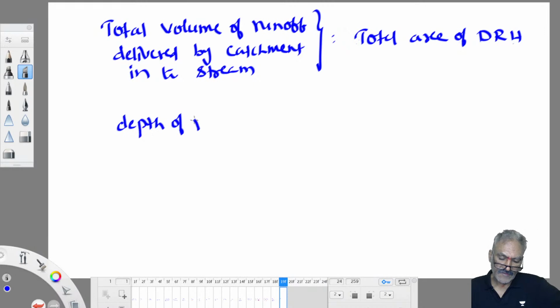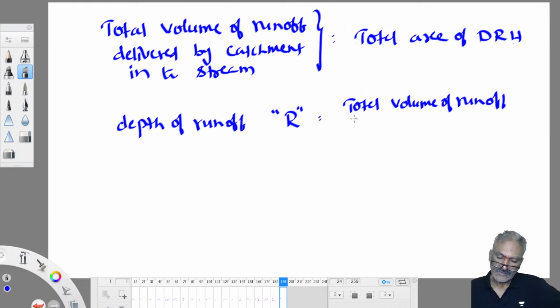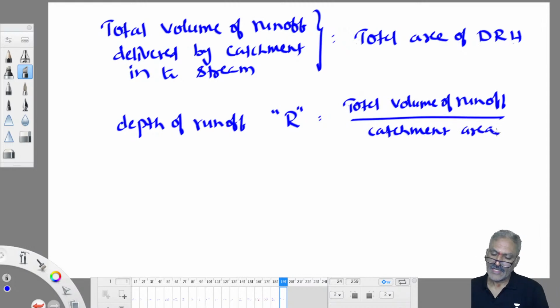Runoff is expressed in terms of depth only. Whenever we talk about runoff, by default it is direct runoff only. Depth of runoff R is equal to the total volume of runoff delivered from the catchment divided by catchment area. So we are collecting all this runoff from a catchment of certain area. So total volume of runoff divided by catchment area will give depth of runoff. Okay? That's how we can estimate runoff component from a catchment.